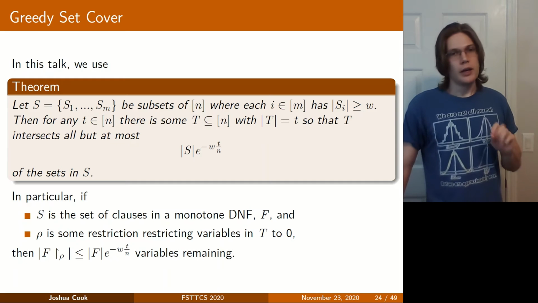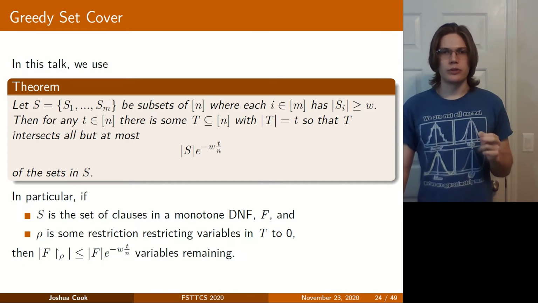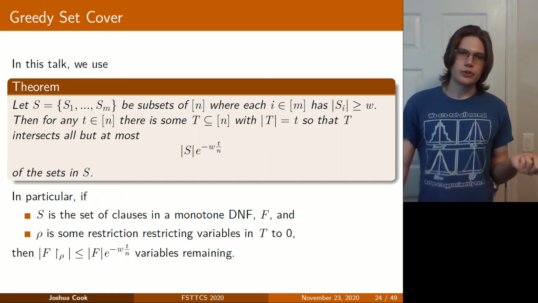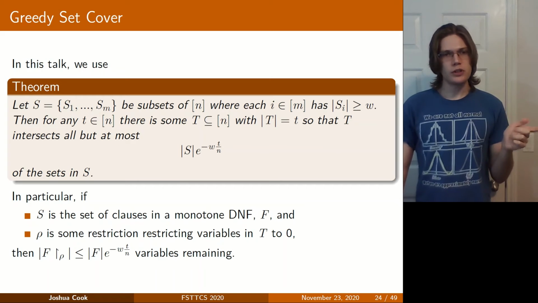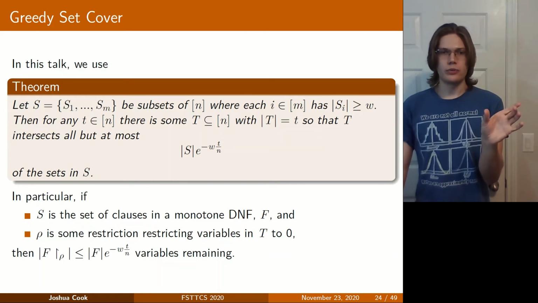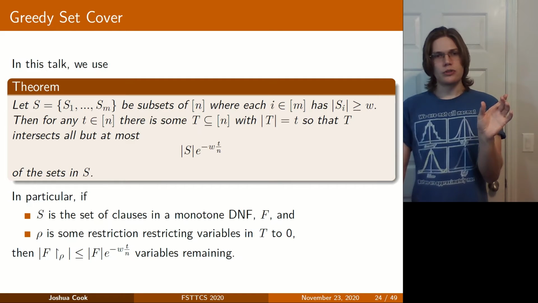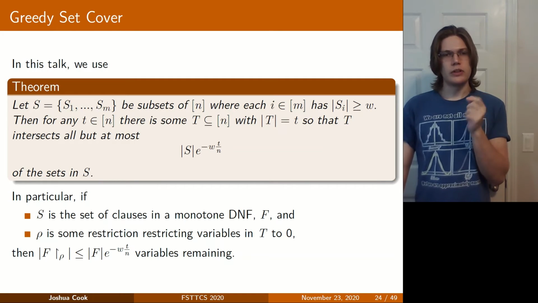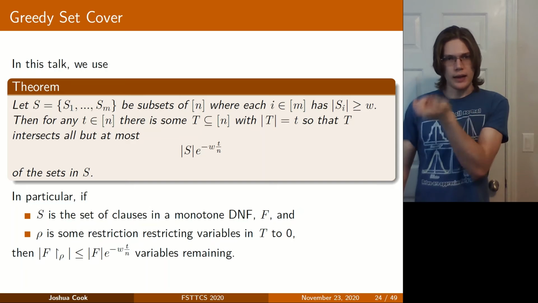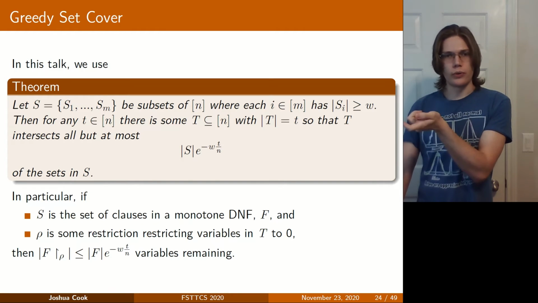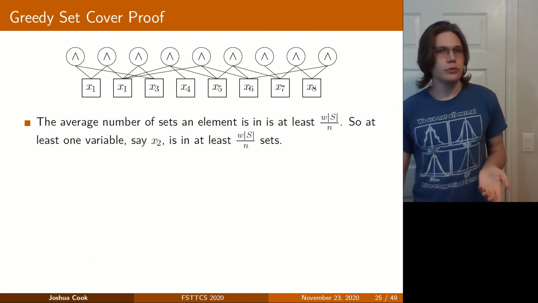In particular, if S is a set of clauses in a monotone DNF F, and rho is a restriction that restricts the variables to 0, then after we apply the restriction, it's going to decrease by a factor of e to the minus the width times the number of variables restricted over n. So how do you actually prove this?